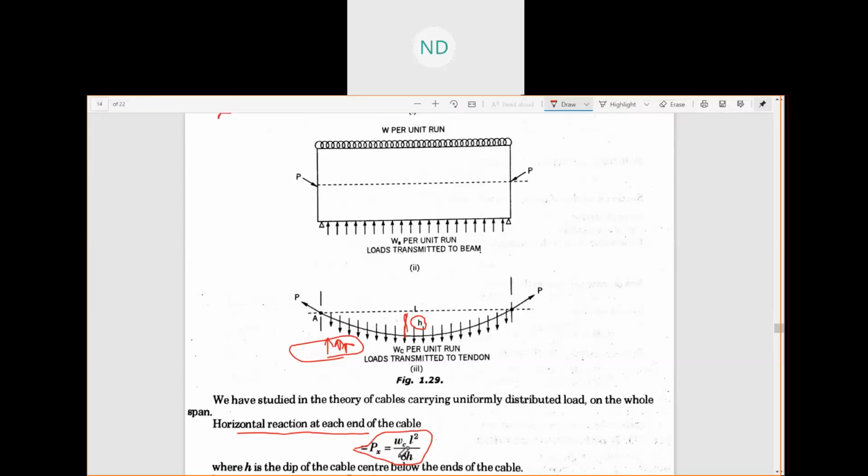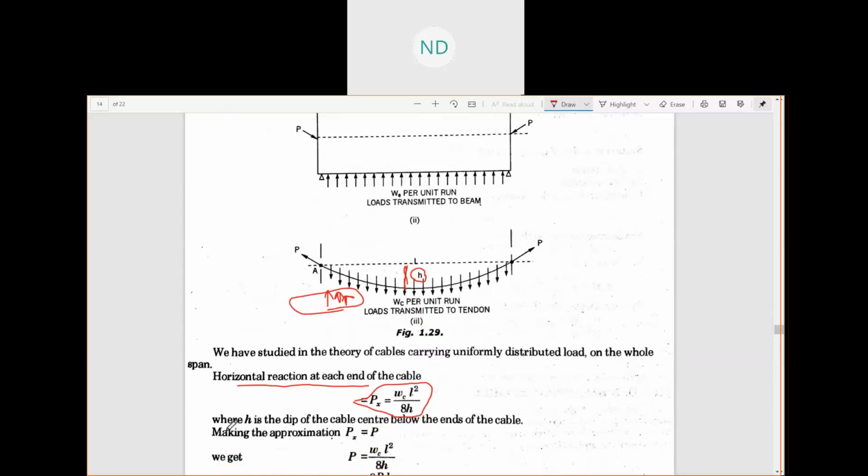Okay, where we were, Px. In the cables, the upward reactions are given by Px equal to Wc L square by 8h, where h is your dip. Now we can make the approximation that Px is equal to P, this pre-stressing force which we are giving. They will be the same, because this is also having a parabolic profile, and this is also acting like a cable, you can say.